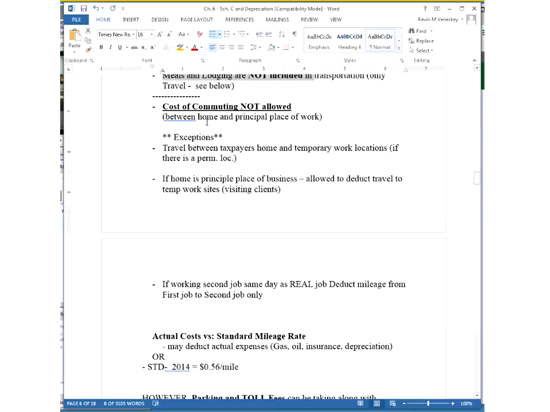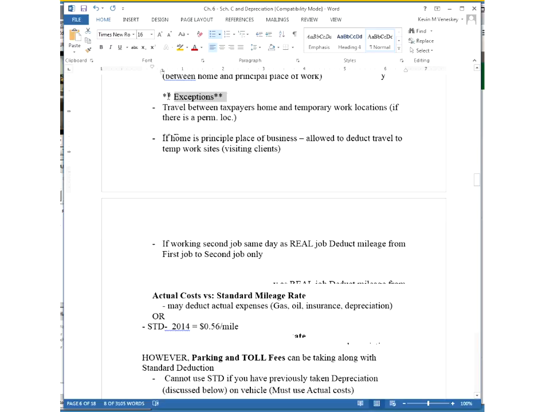Commuting, not allowed. So back and forth to your principal place of work, you can't deduct any of those miles. But there are some exceptions, especially for those who work from home. If you work from home, then you don't really have a specific office you're going to. So anytime you do go somewhere for business to visit a client at their place of business or at their home, then that is allowed, that you can take a deduction.